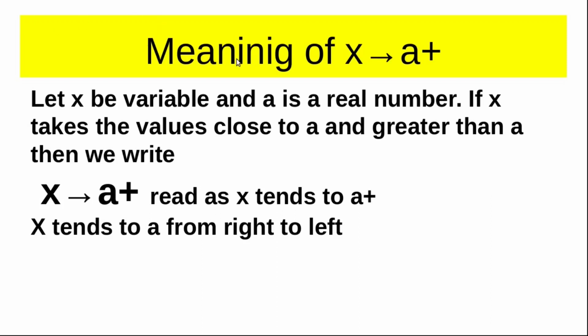Now the meaning of x tends to a plus. Let x be a variable and a is a real number. If x takes the values close to a and x is greater than a, then we write x right arrow a plus. Read as x tends to a plus.